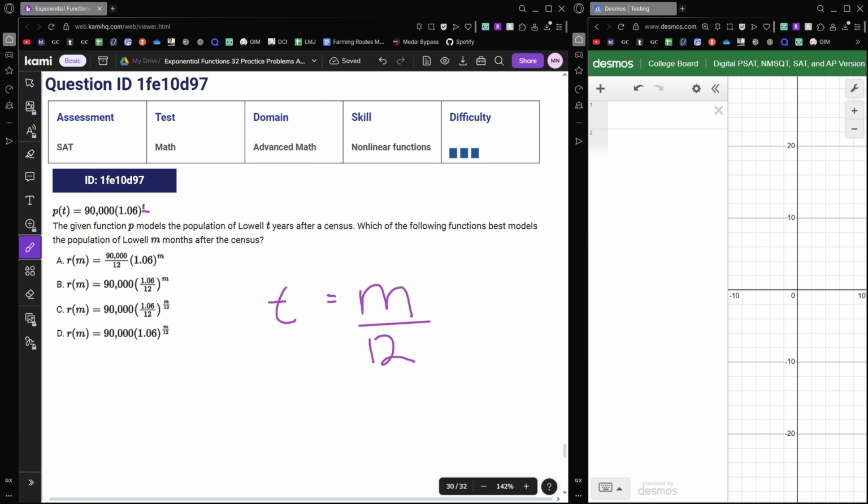So if we go ahead and look at our answer choices, our answer could be either C or D because they replace T with M over 12. Now here, our answer is going to be D because there's no reason that the rate of growth, the 1.06, should be over 12. You shouldn't be messing with that.